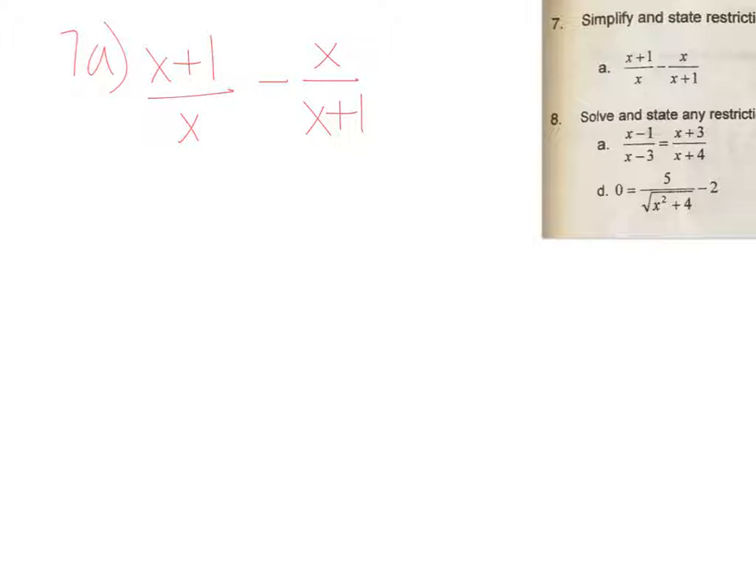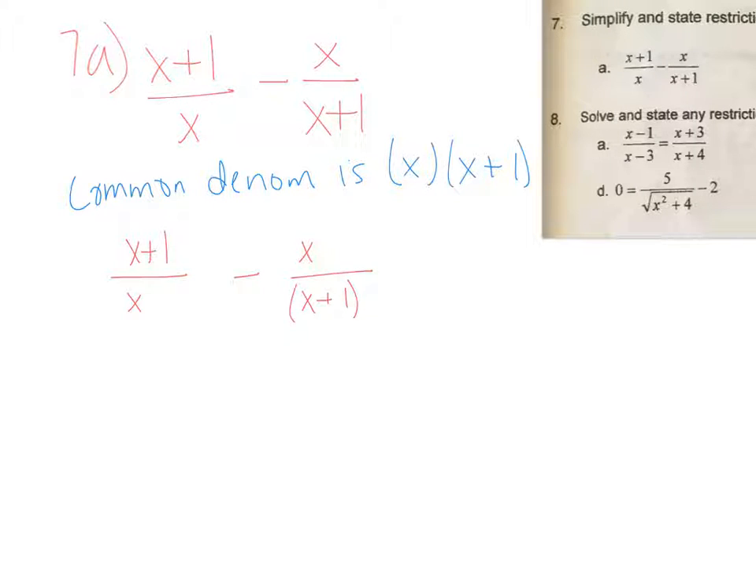The first thing we need to do is find a common denominator. The common denominator is x times x plus 1. To create the common denominator, I'm going to multiply the top and bottom by the same thing that's needed in the bottom. So to achieve the common denominator in the first term, there's an x already, so we need to have an x plus 1.